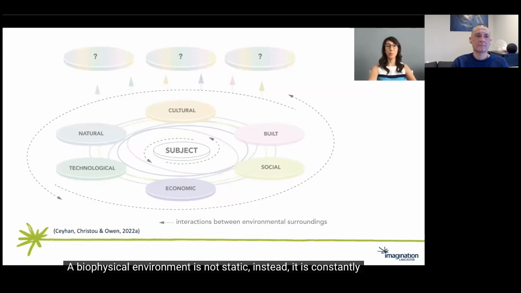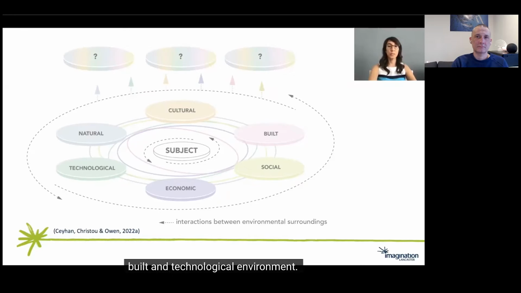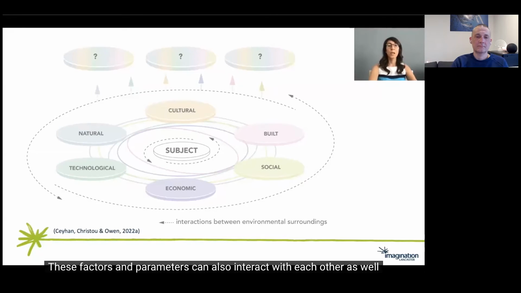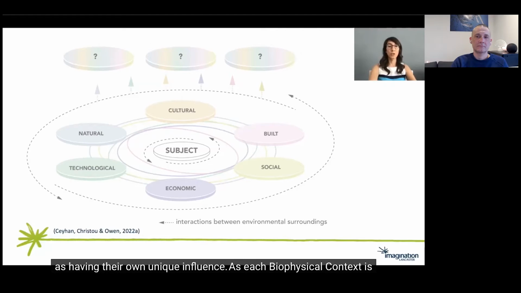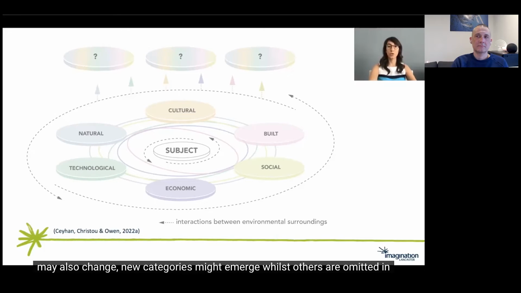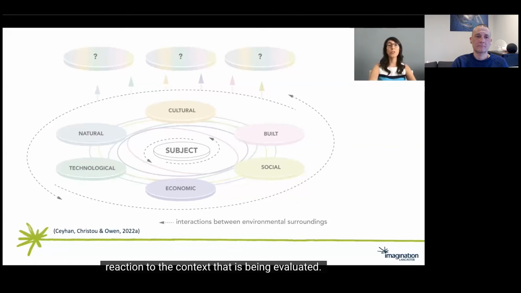A biophysical environment is not static. Instead, it is constantly being affected by a variety of environmental factors and parameters, including but not limited to natural, social, economic, cultural, built, and technological environment. These factors and parameters can also interact with each other as well as having their own unique influence. As each biophysical context is considered unique to its subject, the environmental surroundings explored may also change. New categories might emerge, whilst others are omitted in reaction to the context that is being evaluated.